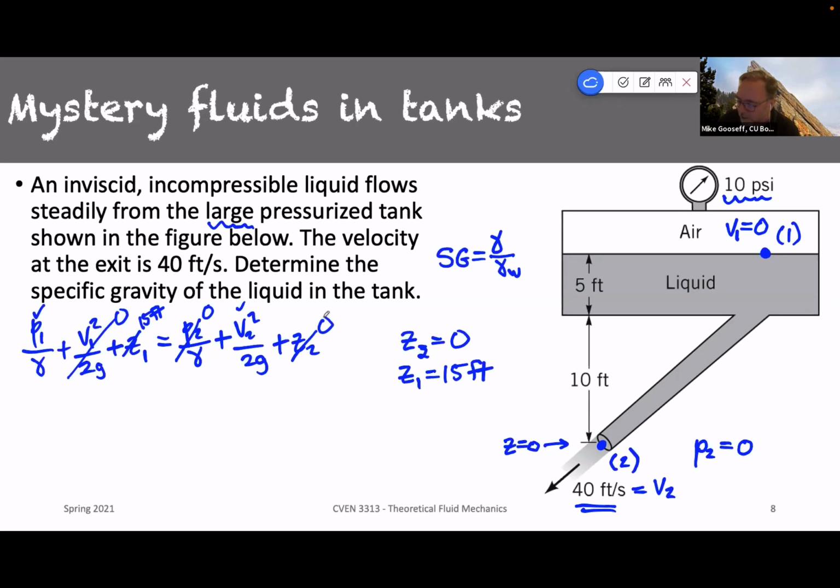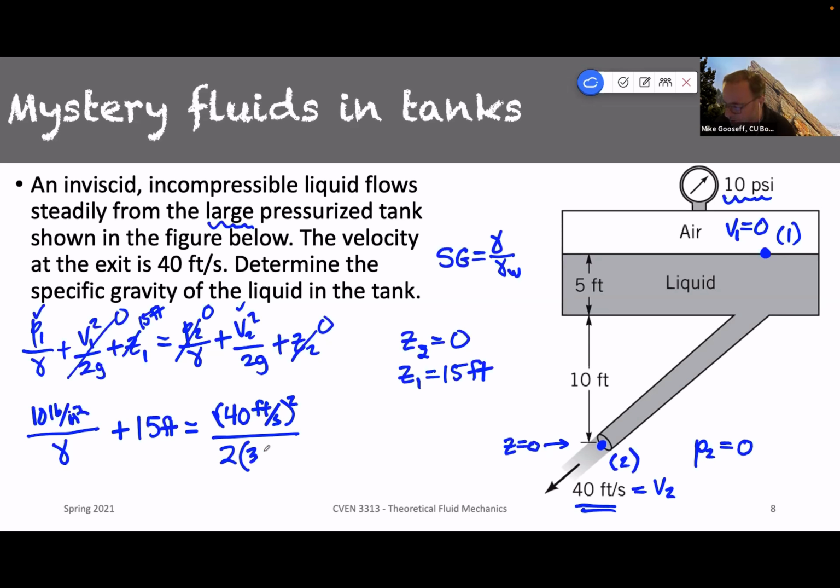So let's do that. We now have 10 pounds per inch squared divided by gamma plus 15 feet is equal to V2 squared, which we said we know from the problem is 40 feet per second, and that whole quantity squared divided by 2 times G. Now G, because we're working in English units, is 32.2 feet per second squared, right?